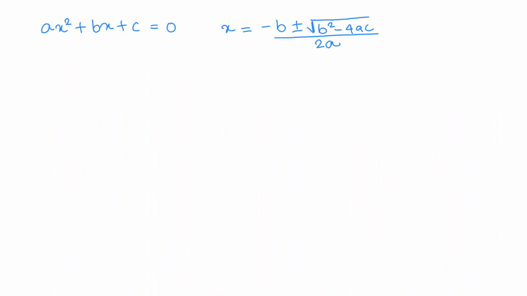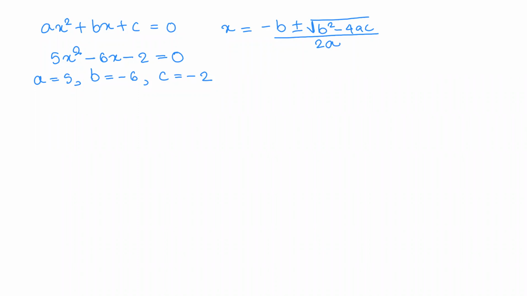So we have 5x square minus 6x minus 2 is equal to 0. First of all, we need to extract the values of a, b, and c from the quadratic equation. So the value of a is 5, and if you compare, the value of b becomes minus 6, and the value of c becomes minus 2. This is how we get the values of a, b, and c by comparing the given quadratic equation with the standard form. And the standard form is just written above the given quadratic equation.